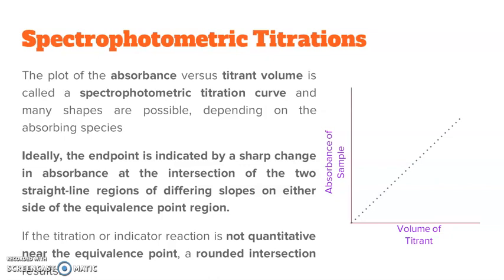Sometimes a rounded intersection results. These two straight lines will not meet at a sharp point, rather they need to be extrapolated so as to meet at one particular point. So there is no clear intersection, but rather a rounded intersection, which I will explain in the subsequent slides. If the titration or indicator reaction is not quantitative near the equivalence point, a rounded intersection results. I will show these rounded intersections and the intersections of straight lines with differing slopes in the subsequent slides.